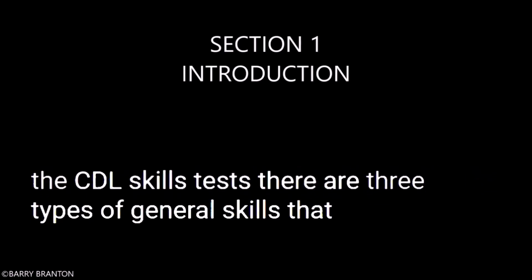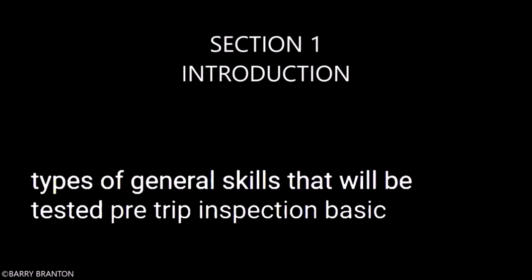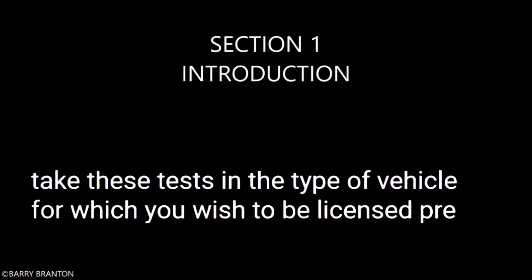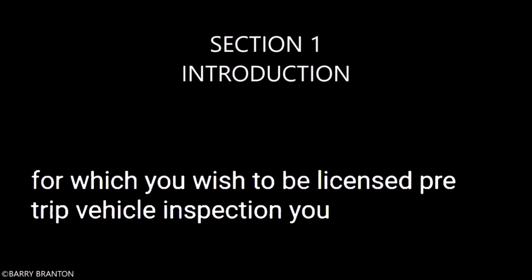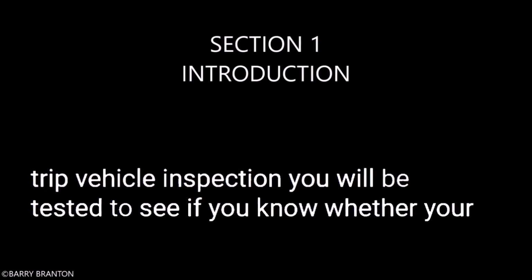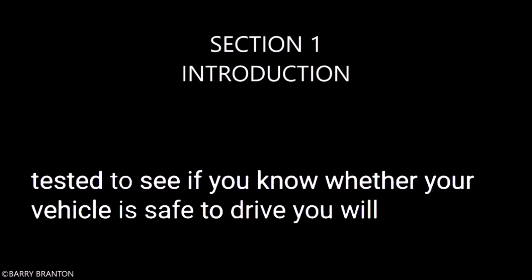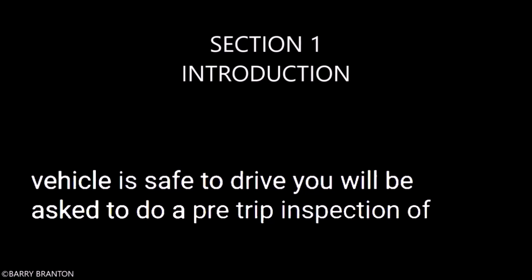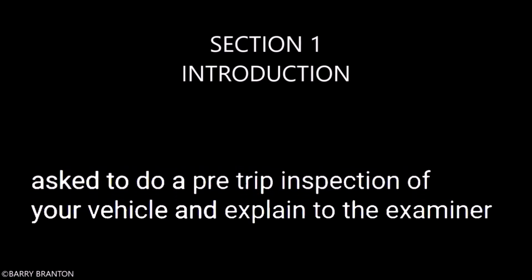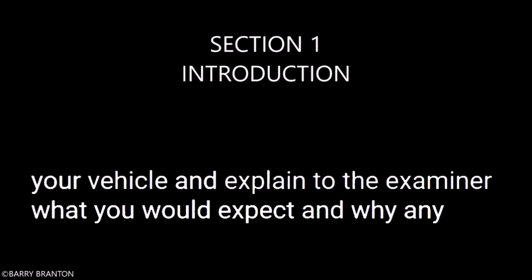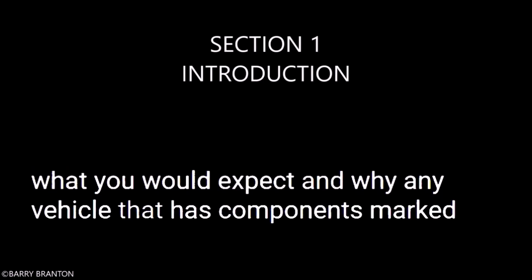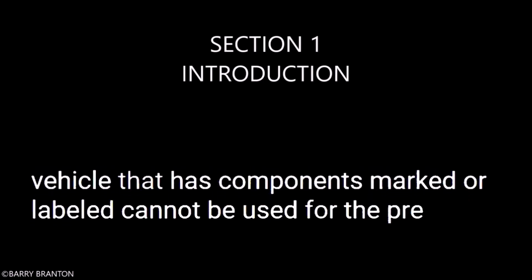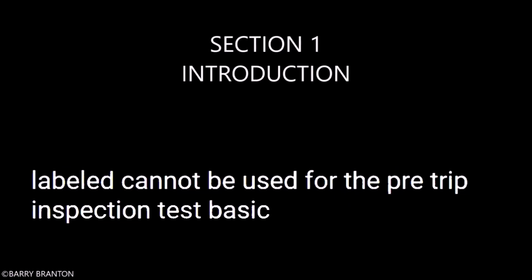There are 3 types of general skills that will be tested: pre-trip inspection, basic vehicle control, and on-road driving. You must take these tests in the type of vehicle for which you wish to be licensed. Pre-trip vehicle inspection. You will be tested to see if you know whether your vehicle is safe to drive. You will be asked to do a pre-trip inspection of your vehicle and explain to the examiner what you would expect and why. Any vehicle that has components marked or labeled cannot be used for the pre-trip inspection test.